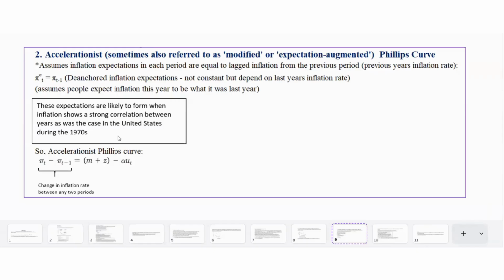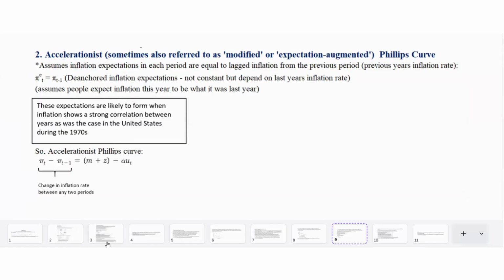And these expectations are likely to form when inflation shows a strong correlation between years, as was the case in the United States during the 1970s. So we know the reason the original Phillips curve broke down was that inflation became more persistent. High inflation in one year became more likely to be followed by high inflation in the next year. So people started to take that into account when forming inflation expectations, because now you have this strong correlation.